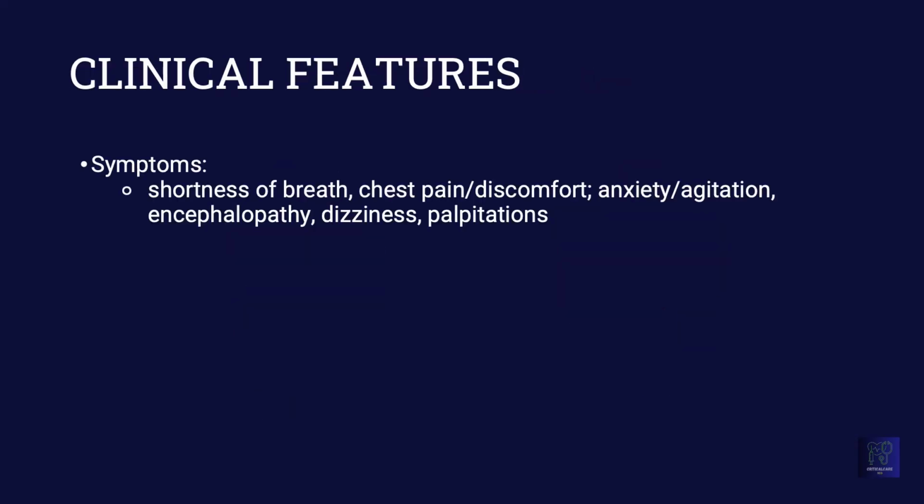So the symptoms of hypoxemia can be varied. Obviously every cell in the body needs oxygen to survive, so there can be a multi-system kind of presentation when there is low oxygen level. Typical symptoms are shortness of breath, chest discomfort, anxiety, palpitations, and altered mentation.